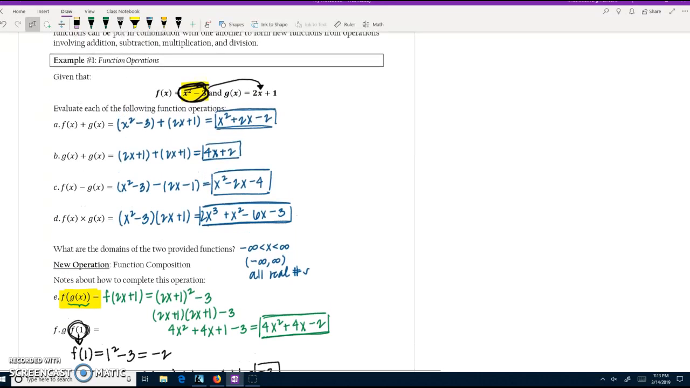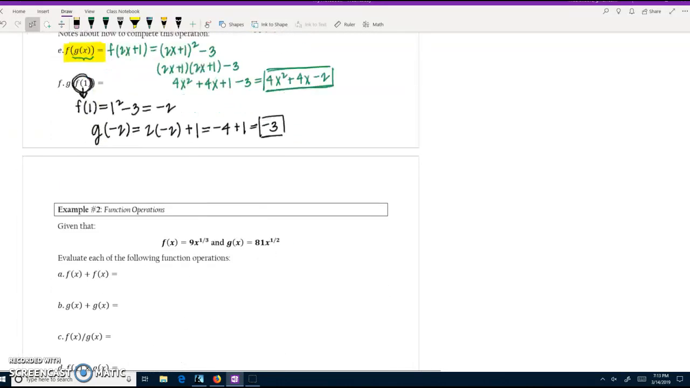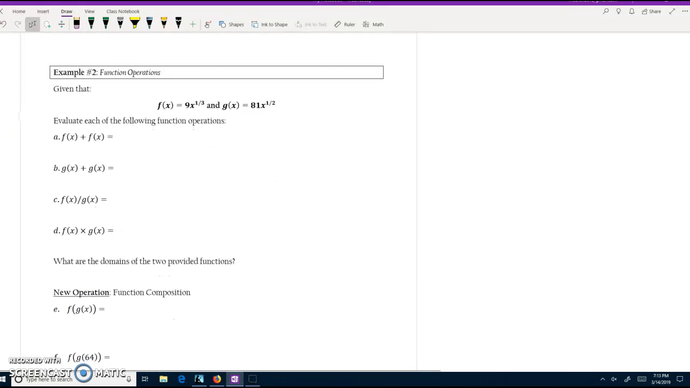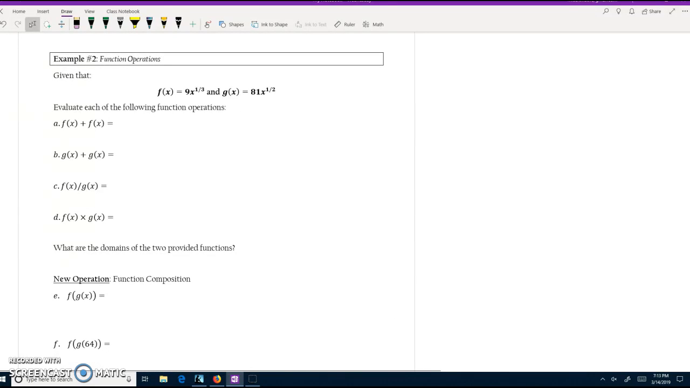So this was a polynomial example. Now I'm going to scroll us down to the next example, which no longer deals with polynomials. This operation has f of x is equal to 9x to the 1/3, and g of x is equal to 81x to the 1/2.